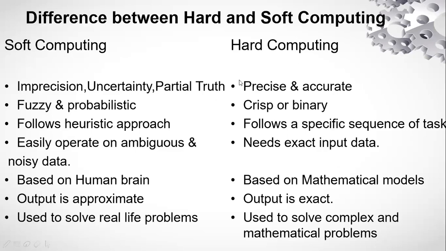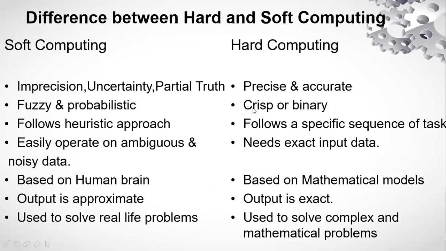Now, what is the basic difference between hard computing and soft computing? This is just the conclusion, or I would say the overall slide which is coming under the category. Soft computing works on the principle of imprecision, uncertainty, and partial truth, while hard computing works on the precise and accurate principle. It follows fuzzy and probabilistic reasoning, while hard computing works on crisp or binary.